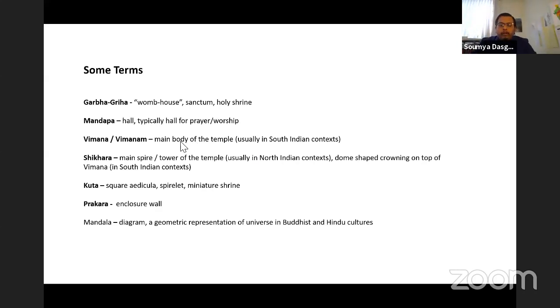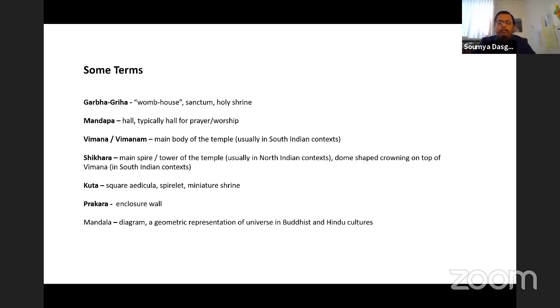And the word Vimana is mostly used in the South Indian context. The word Shikhara is typically used in the North Indian context, but it is important to keep in mind that there is a dome-shaped crowning on the top of the South Indian temples, which is also known as Shikhara. So sometimes when we see North Indian temples, we will see the main spire being marked as Shikhara, and sometimes in South Indian temples, we will see the main superstructure is marked as Vimana, while the top crowning is marked as Shikhara.